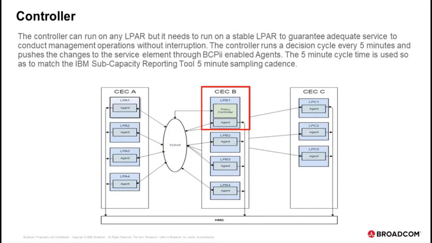The controller can run on any LPAR, but it needs to run on a stable LPAR to guarantee adequate service to conduct management operations without interruption. The controller runs a decision cycle every 5 minutes and pushes the changes to the service element through BCPii-enabled agents. The 5-minute cycle time is used so as to match the IBM subcapacity reporting tool 5-minute sampling cadence.